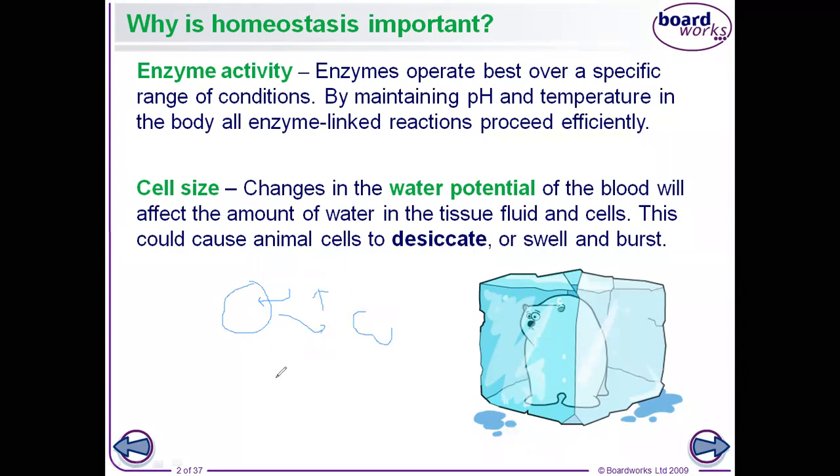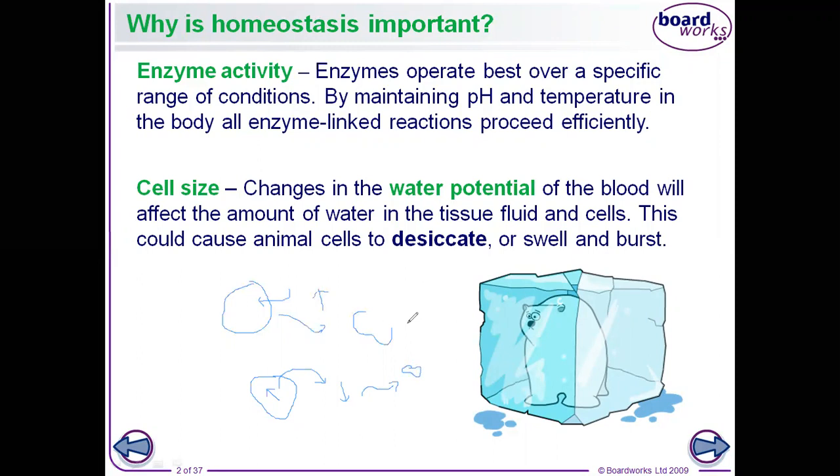Or another example: let's suppose the water potential inside the cell is high. Water potential means the amount of water, and outside the water potential is less. So what will happen? The water will move from in to out. Water will move from inside the cell to outside, and the cell will become flaccid, right?